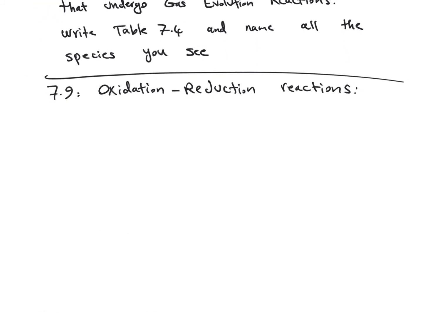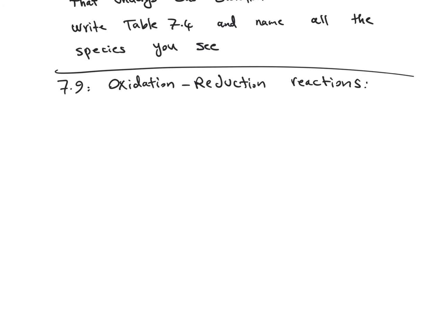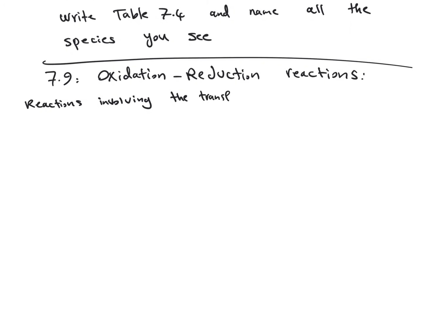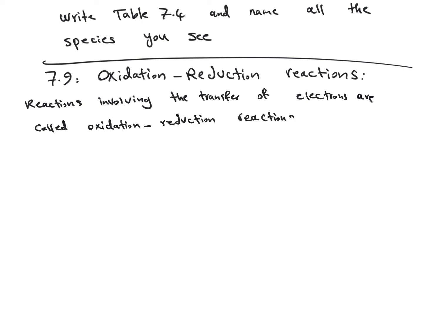So that is an example of oxidation reduction reactions. And in general, the definition of the oxidation reduction reactions are the following: these types of reactions involve transfer of electrons. So you have one element or compound that transfers electrons to the other compound. So we call those oxidation reduction reactions. So I'm just going to write the definition here for you. Reactions involving the transfer of electrons are called oxidation reduction reactions.